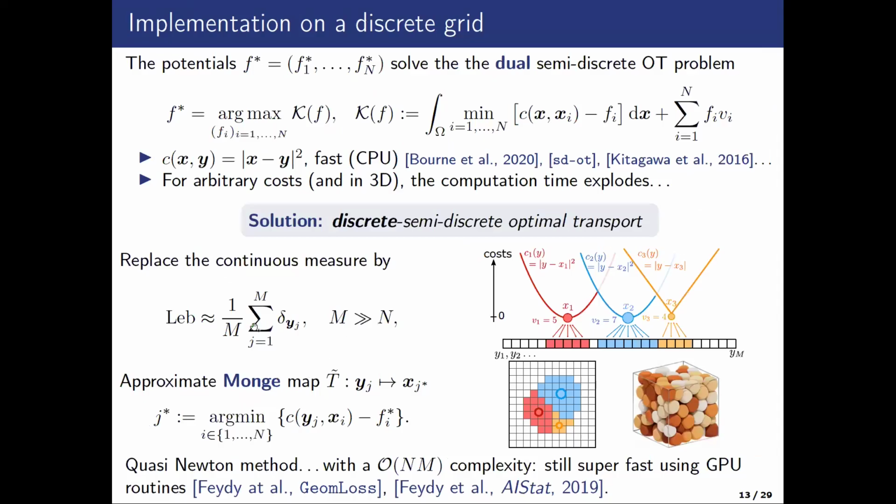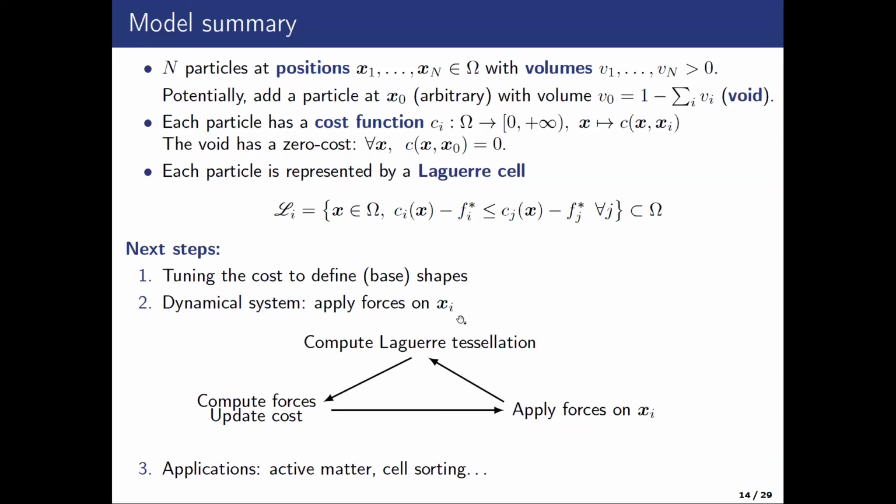So these points you don't care, it's just a numerical method. Okay, so the model summary. At a given time, you have n particles given by their position, so just a point in space, with their volume. The volume should be smaller than the volume of the space, of course, but it can be strictly smaller, which means that around the cell there will be some void space.